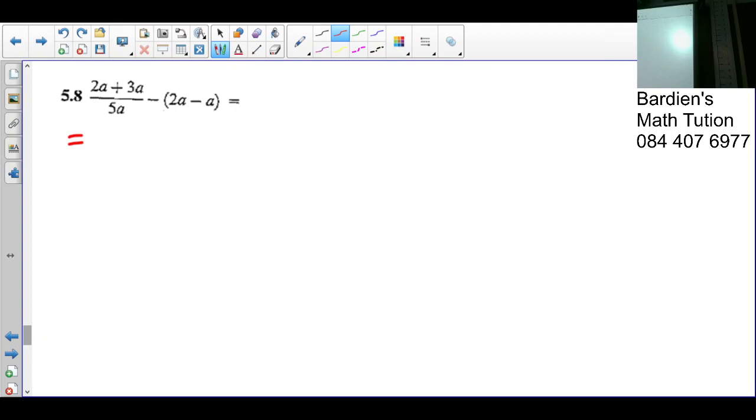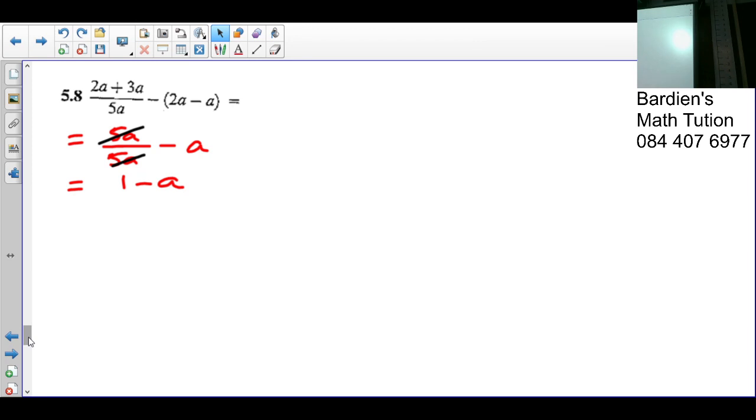So 2a plus 3a? 5a over minus 2a minus a. Now what? Cancel. 5a over 5a is 1. So it's 1 minus a, which is minus a. Correct? No. Why can't we? Unlike terms. Don't just say yes for everything. You guys okay with this?